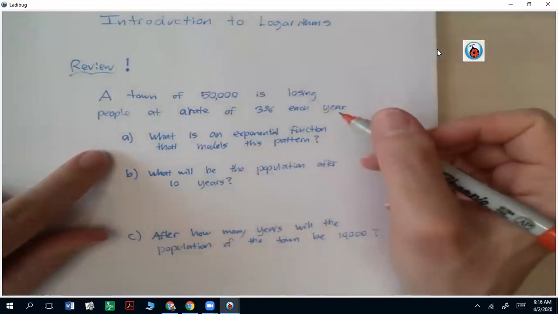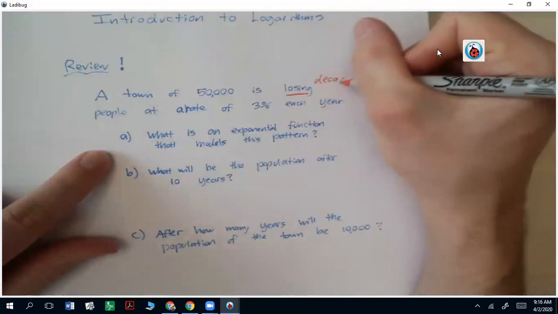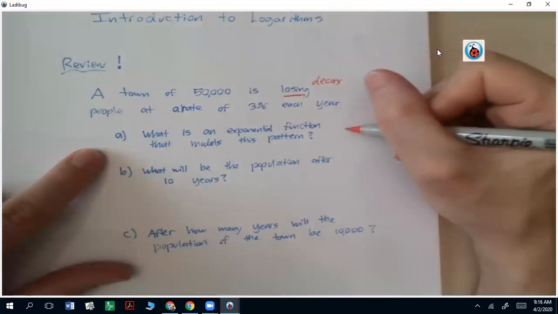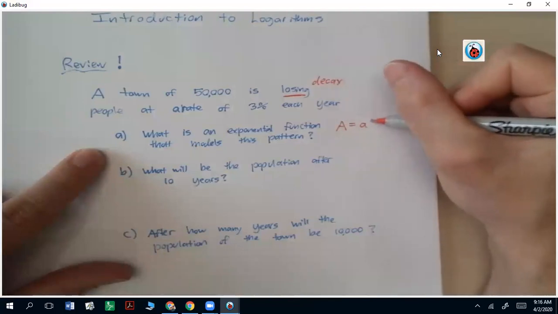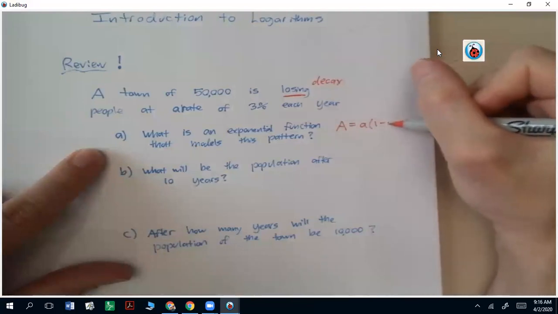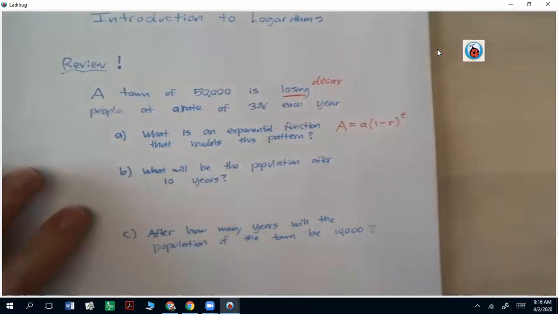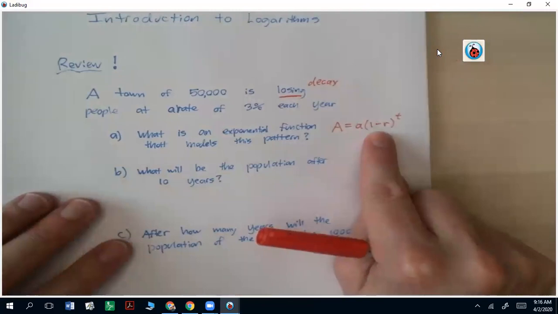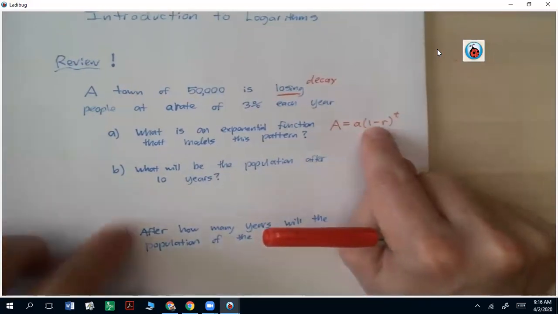First of all, we have to understand that because it's losing, it's going to be a decay model. And therefore, we want to use the function capital A equals lowercase a parentheses 1 minus r to the t power. Since it's losing people, that's decay. And we want that number to be between 0 and 1. So to get that number to be between 0 and 1, we find the rate.